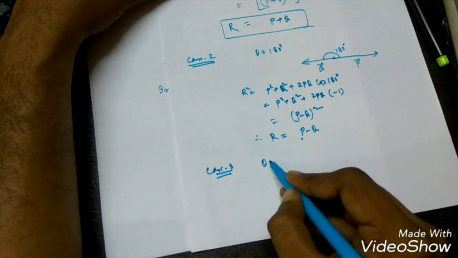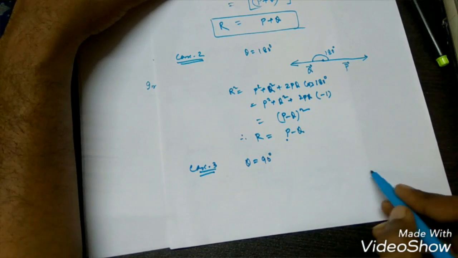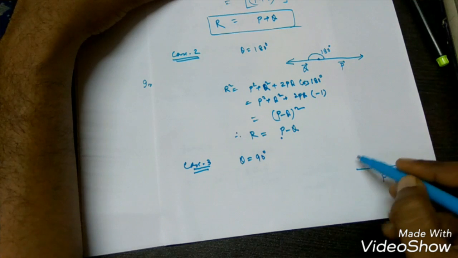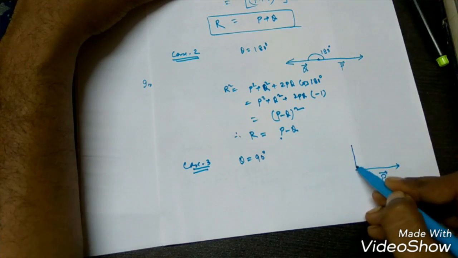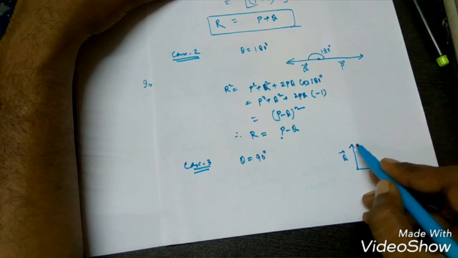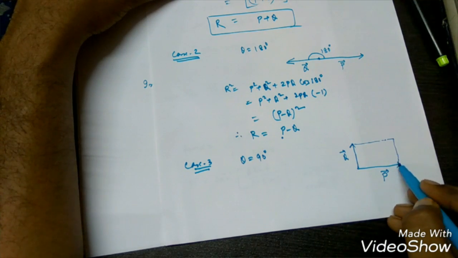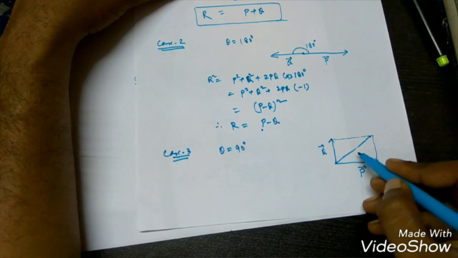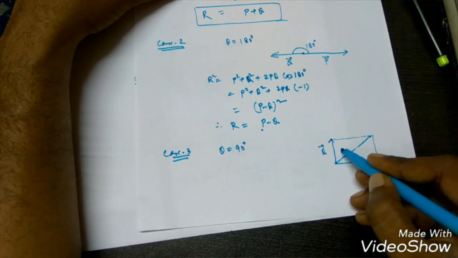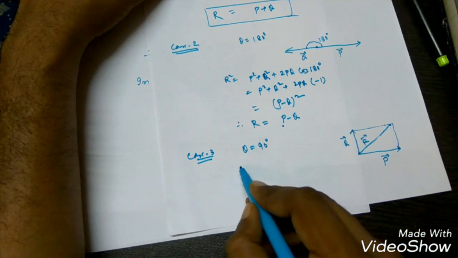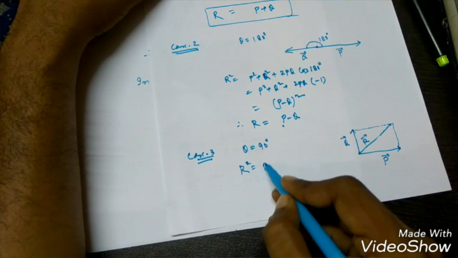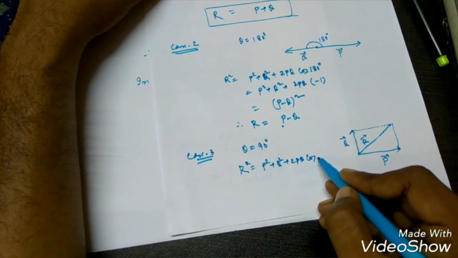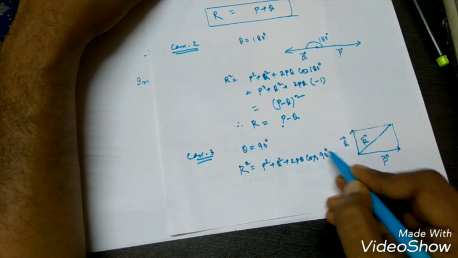Case 3 is when theta is equal to 90 degree. So in this condition, let us suppose P is acting in east direction and Q is acting in north direction, completing the parallelogram. So this will be the diagonal and this will be the value of R. Okay, so R square is equal to P square plus Q square plus 2PQ cos theta. In place of theta I am putting the value of 90 degree.